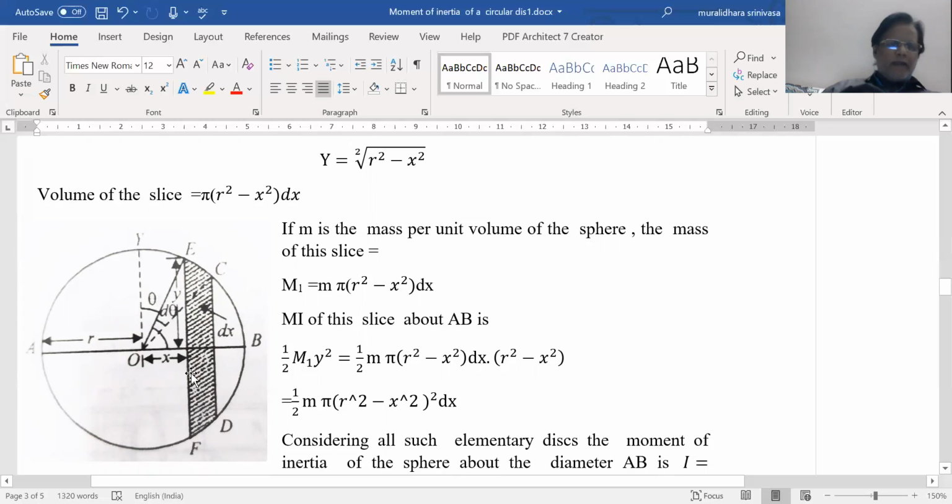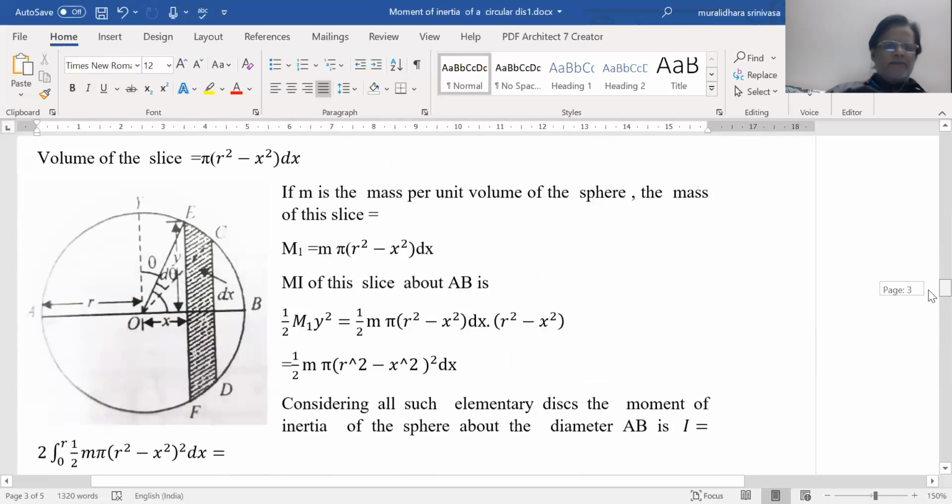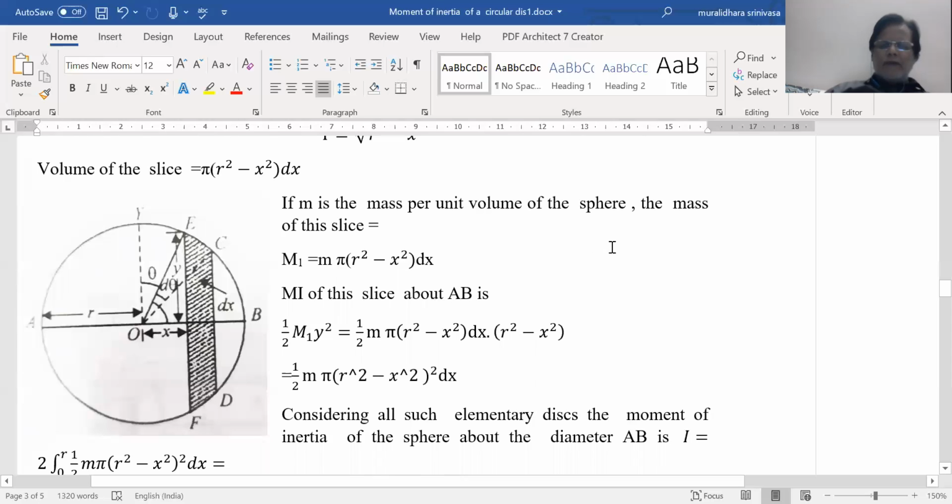For a small theta, this becomes pi into r square minus x square, that is y. So what is the volume of this slice? pi into r square minus x square is the area, into dx, the thickness. That becomes the volume of the slice. If m is the mass per unit volume of this sphere, then the mass of this slice m1 is given by mass per unit volume into volume, so m pi (r square minus x square) dx.